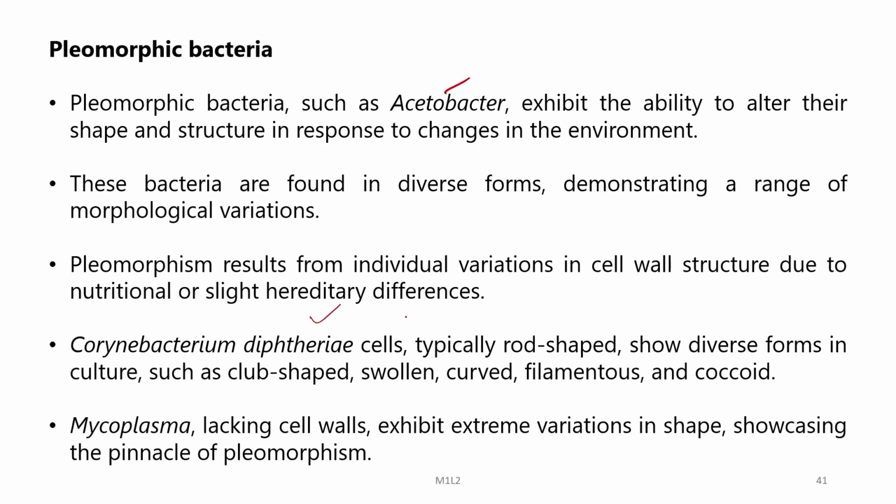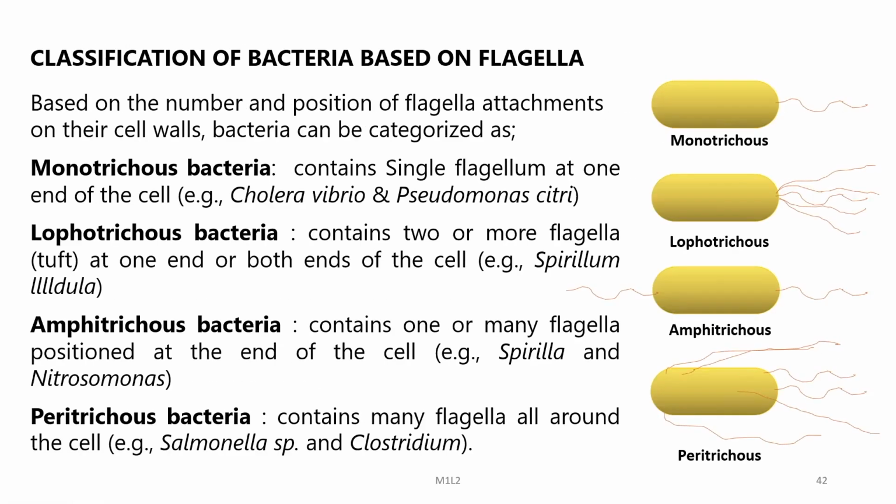Corynebacterium diphtheriae cells, typically rod-shaped, show diverse forms in culture such as club-shaped, swollen, curved, filamentous and coccoid. Mycoplasma, lacking cell walls, exhibit extreme variations in shape, showcasing the pinnacle of pleomorphism.